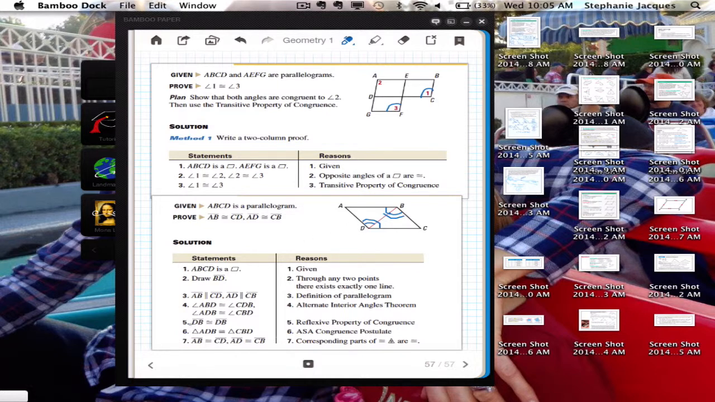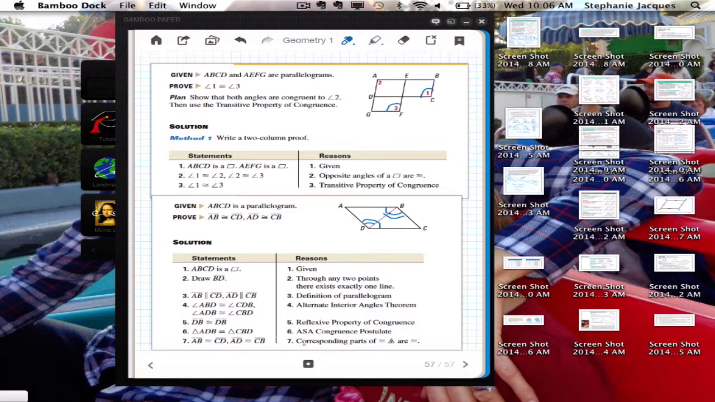Then I'm stating that the line DB is congruent to DB, and that's just the reflexive property. Remember, when they share that line, you can use the reflexive property. And now I'm going to state that triangle ADB is congruent to triangle CBD, and that's angle, side, angle. So we have angle, side, angle that they share. So they're congruent. Then I state the last thing that I want to prove. Line AB is congruent to line CD, and AD is congruent to CB.